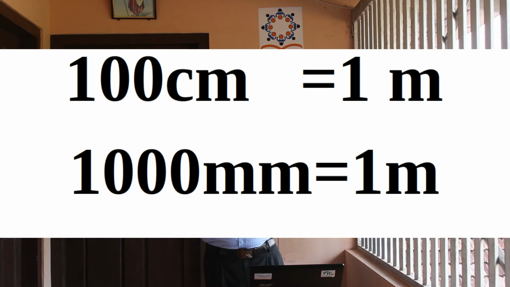How many centimeters make 1 meter? That is 100 centimeters make 1 meter. And how many millimeters make 1 meter? 1000 millimeters make 1 meter. These things we have seen. Today we are going to get familiar with some other units.